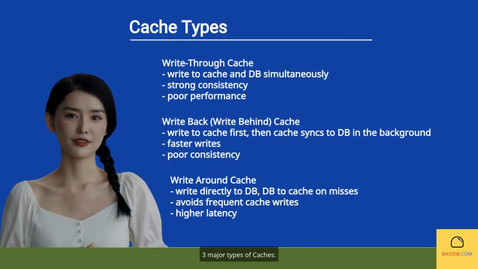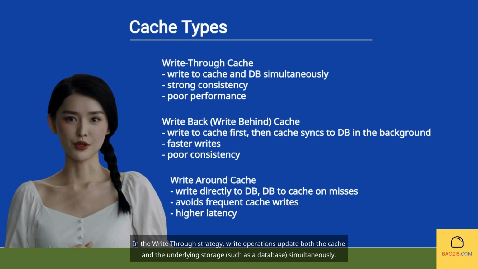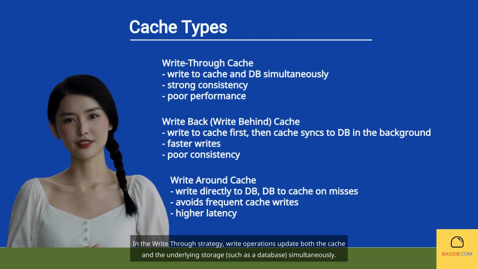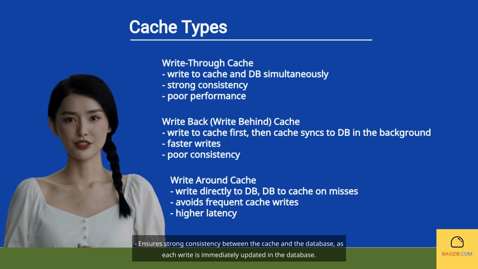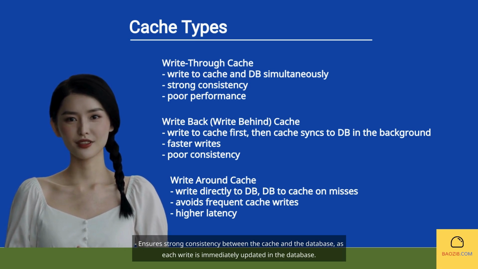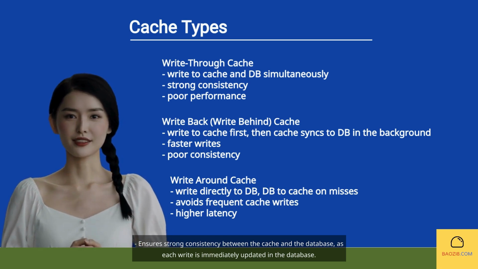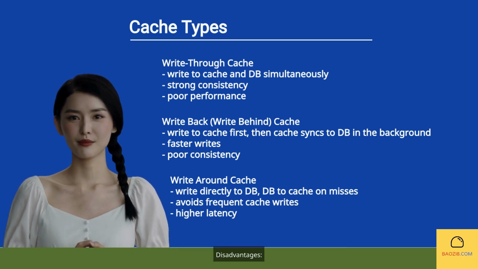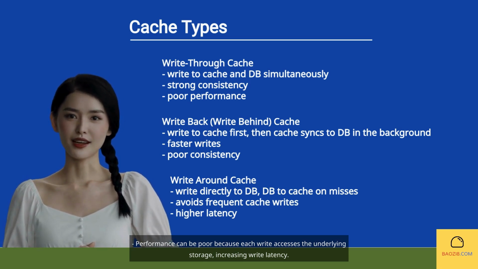Three major types of caches. In the write-through strategy, write operations update both the cache and the underlying storage, such as a database, simultaneously. Advantages. Ensures strong consistency between the cache and the database, as each write is immediately updated in the database. Disadvantages. Performance can be poor because each write accesses the underlying storage, increasing write latency.